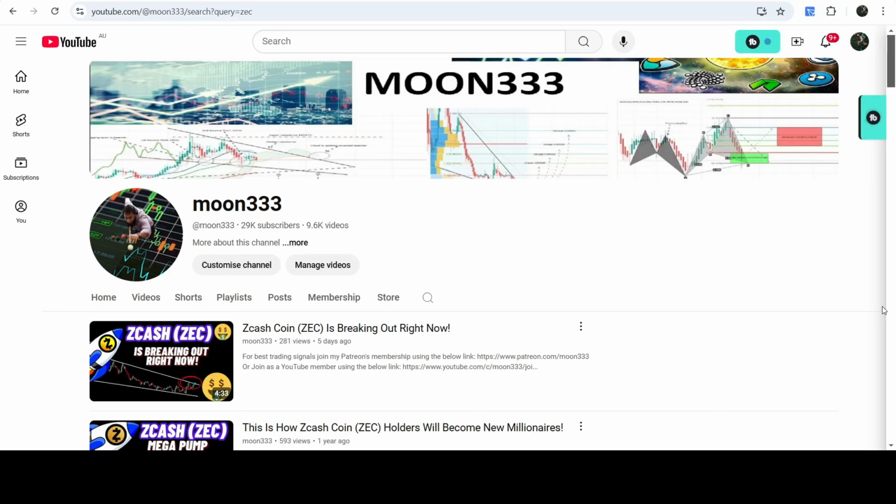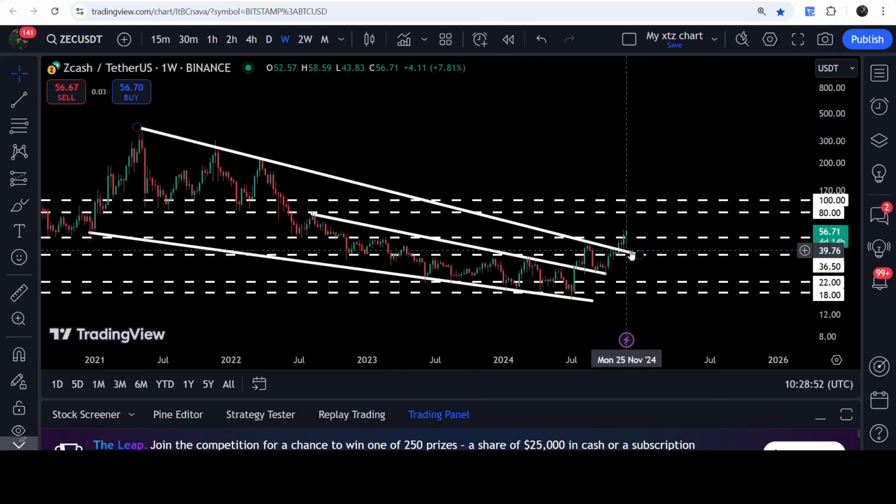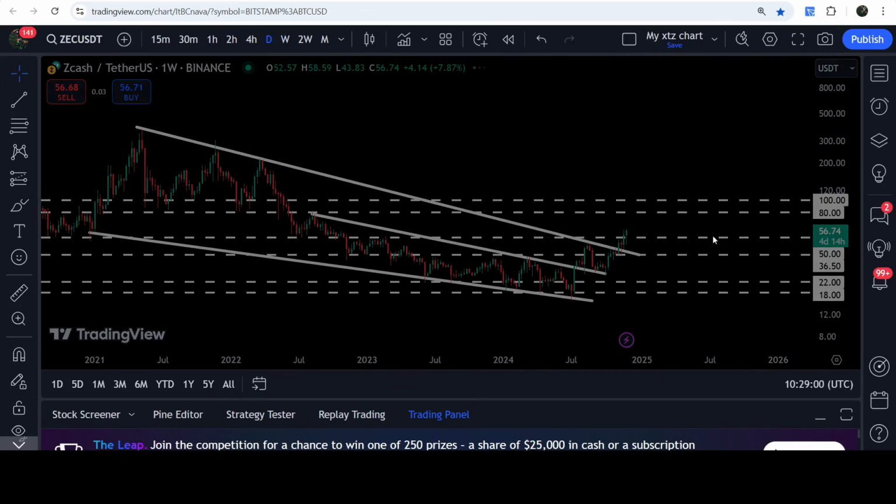As in my previous video, I was showing you that Zcash is breaking out of a very big and long-term falling wedge pattern on the 7 days time frame chart. And this was one of those videos. Now, if we move to the live chart, then you can see that after the breakout, the price has also broken out this very long-term resistance of $50. Let me show you this move on the daily time frame chart.